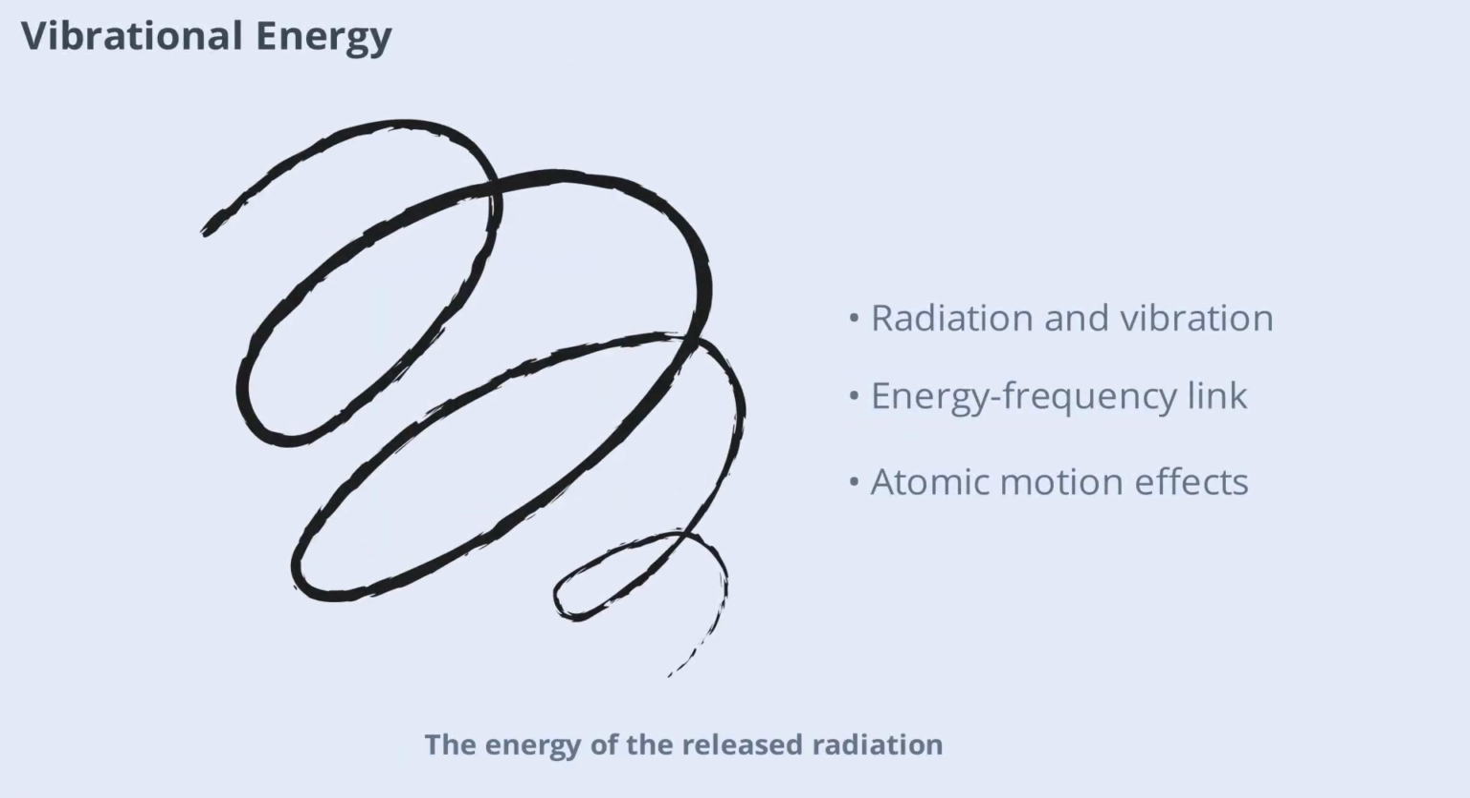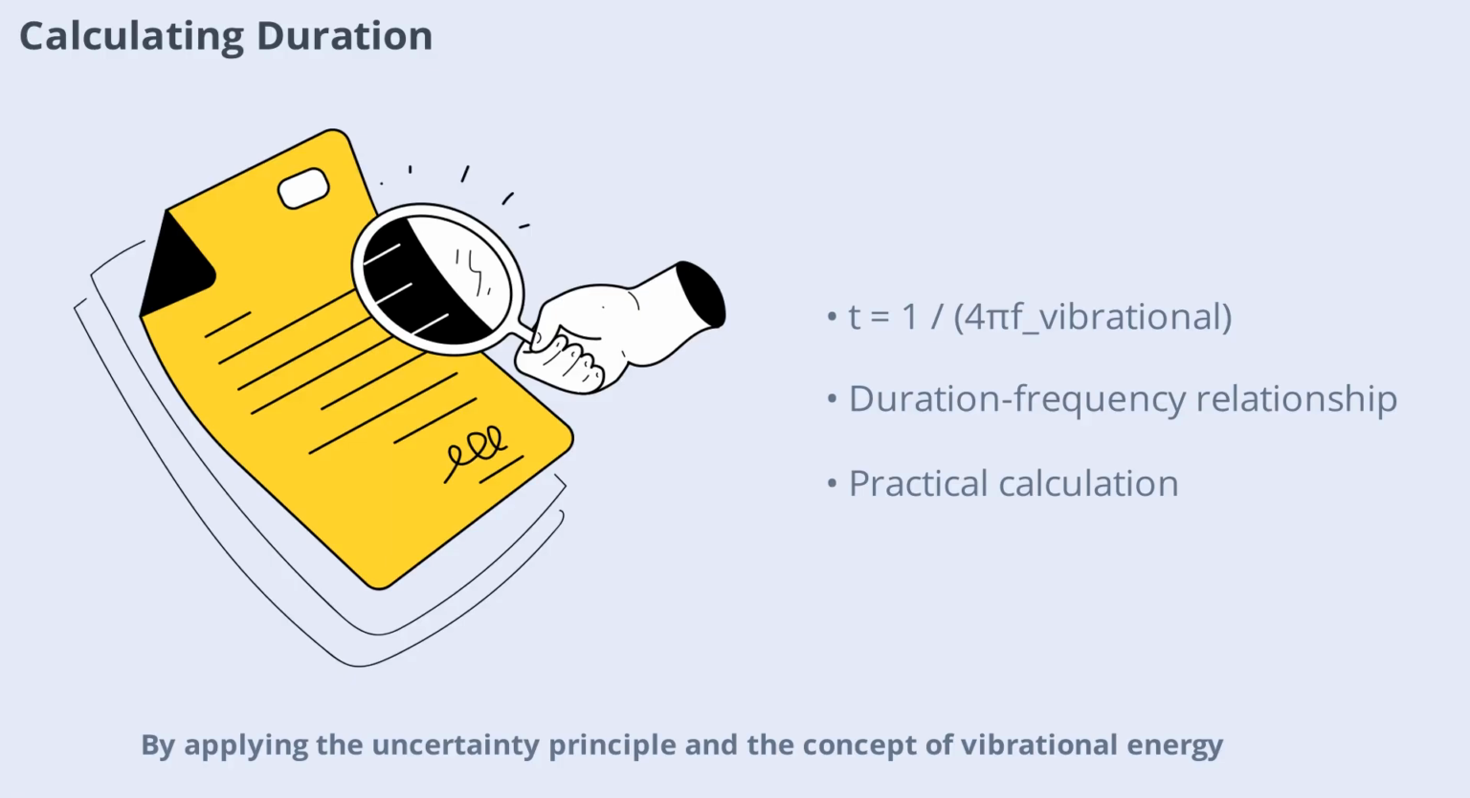The energy of the released radiation equals the vibrational energy of the substance, which is determined by its vibrational frequency. This connection links the microscopic motion of atoms to the macroscopic effects of radiation. By applying the uncertainty principle and the concept of vibrational energy, we derive a formula for the possible existing time of radiation, T equals 1 over 4 pi f vibrational. This equation shows that the duration of radiation is inversely related to the vibrational frequency of the emitting substance.